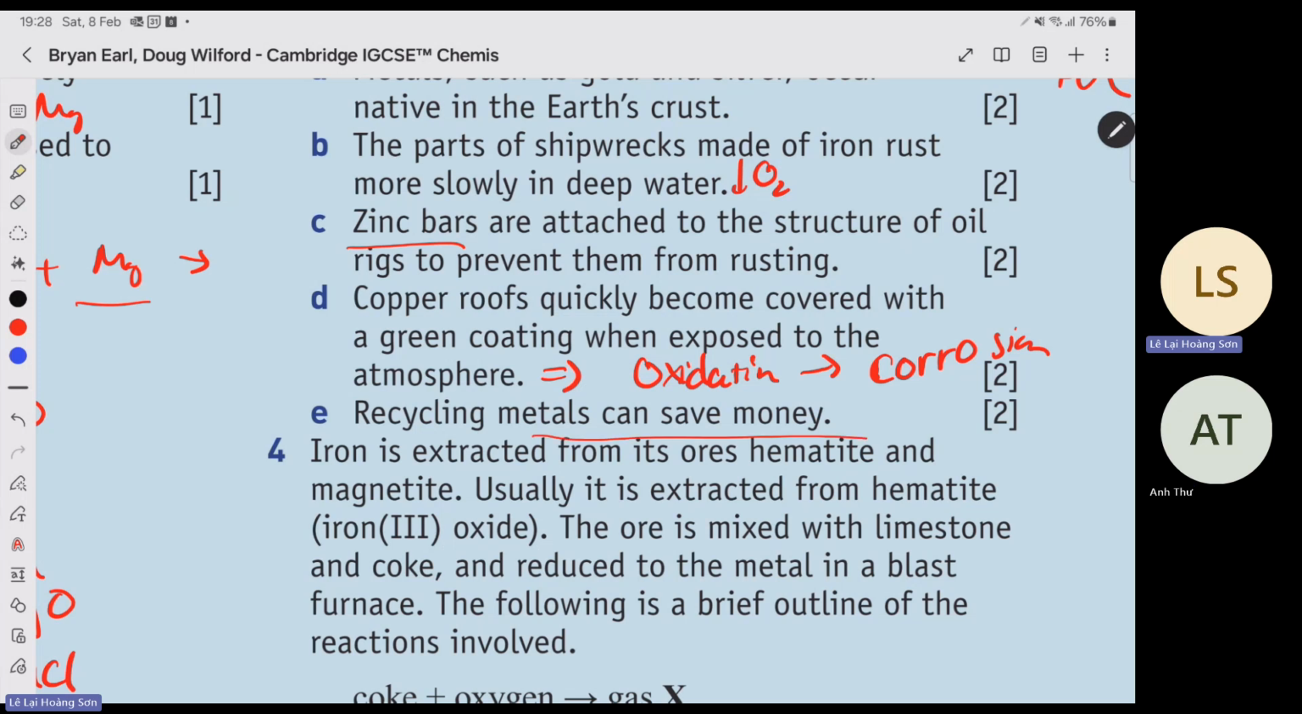Recycling metals can save money. This is very straightforward, right? Because we already have the metal, we use the metal waste and convert it back to metal, so we don't have to go through the extraction process one more time. We just need to purify the metal, so it can save us a lot of money. Understand? Yes.